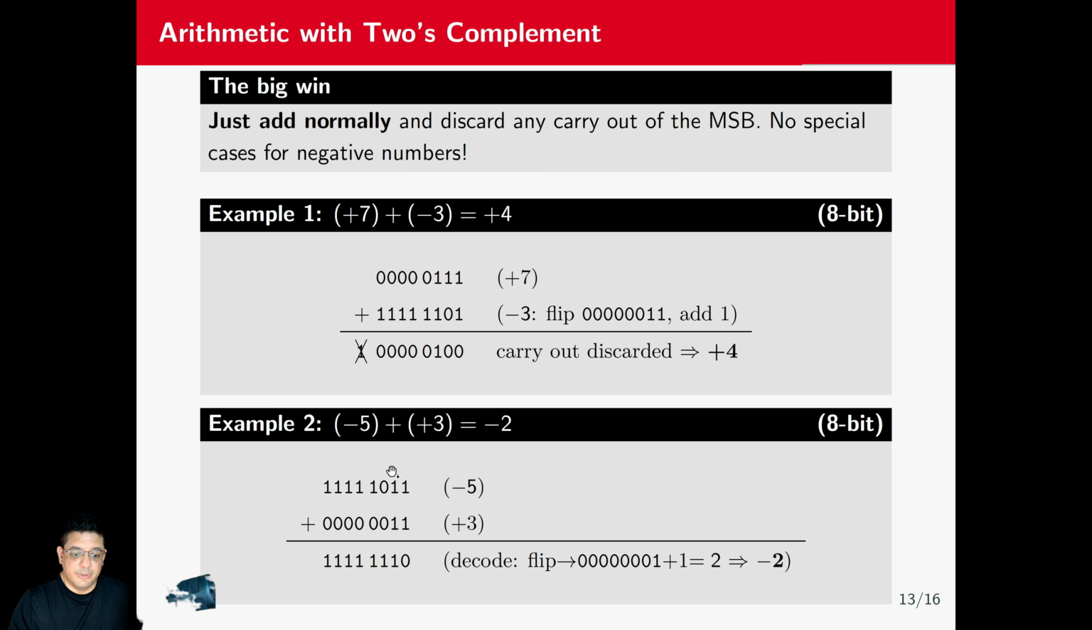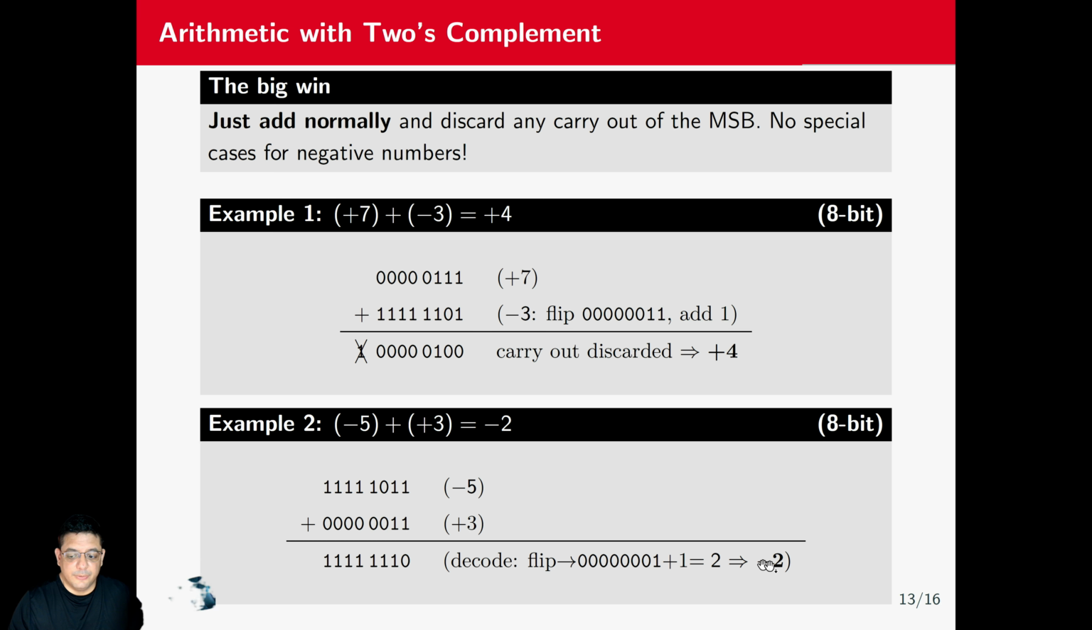1 plus 1 is 0, carry 1. 1 plus 1 is 0, plus 1 is 1, carry 1. Then we get this 1 here. 1 plus 0 is 1. 1 plus 0 is 1. 1 plus 0 is 1. 1 plus 0 is 1. 1 plus 0 is 1. And we don't need to discard anything since we're not doing any carries. Now, we decode this. We flip it around just to know what number this is going to be. Notice that this is just 0, 0, 0, 0, 0, 0, 1, plus 1 at the end. So this is just going to be the number 2.